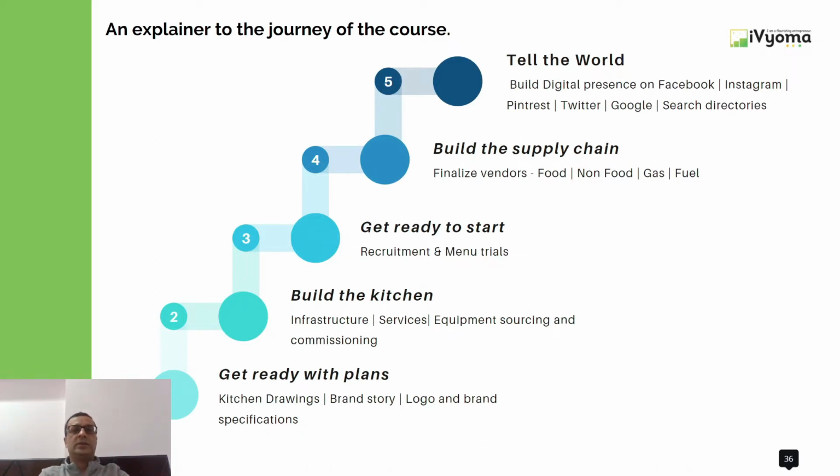Moving on, the next step that you need to address is to get ready with plans, which means that if you're taking a commercial kitchen or a shop on rent, you would need to build a kitchen there, for which you will need to make your kitchen drawings. You will also need to create your brand and create a short story around your brand of 3-4 lines. And you will need to finalize your logo and your brand specifications and the colors. It sounds difficult, but it is fairly easy once you get into the stream of things.